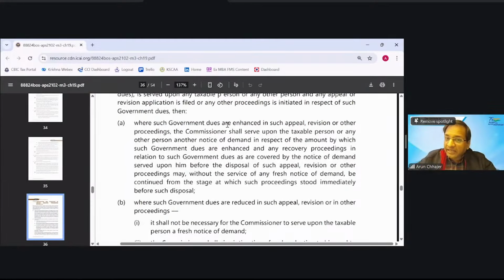Where such government dues are enhanced in the appeal, revision or other proceeding, the commissioner shall serve upon the taxable person the notice of demand in respect of the amount by which it has been enhanced, and any recovery proceeding in relation to the government dues recovered by the notice of demand before the disposal of that appeal, revision or any other proceeding may, without the service of a fresh notice of demand, be continued from the stage at which the proceeding stood immediately before the appeal. तो जो प्रोसेस जो स्टेज अपील के पहले थी वही स्टेज से वापस स्टार्ट हो जाएगा.